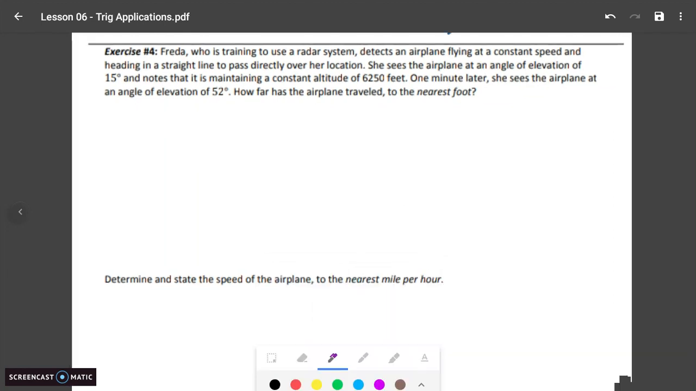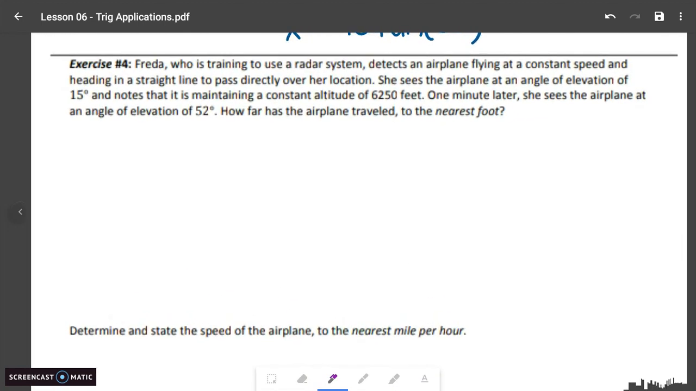So we have Frida, who is training to use a radar system and detects an airplane flying at a constant speed and is heading in a straight line to pass directly over her location. She sees the airplane at an angle of elevation of 15 degrees and notes that it's maintaining a constant altitude of 6,250 feet. 1 minute later, she sees the airplane at an angle of elevation of 52 degrees. How far has the airplane traveled to the nearest foot?